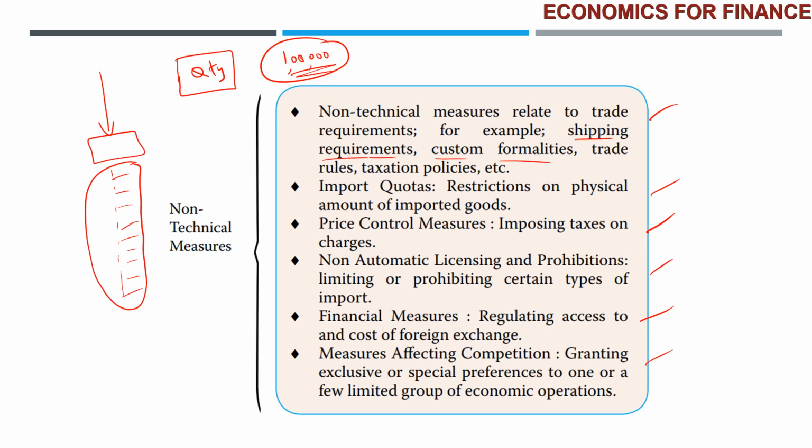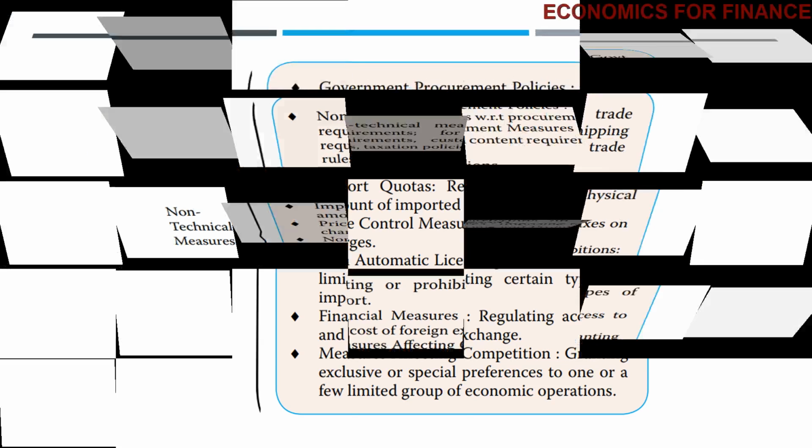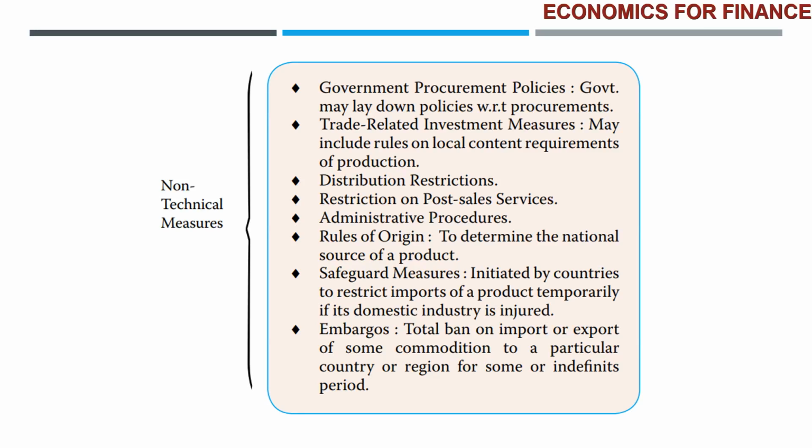Or we can take measures affecting the competition by granting exclusive or special preference to one or a few limited groups of economic operators. By reducing the competition, we are going to encourage some specific preference to one or a few limited groups. This is all possible, so that we have a big person who is competing with the importers. We can put one kind of powerful person in front of them. That is possible. Same way, government procurement policies can have very important rules and regulations which may discourage imports.